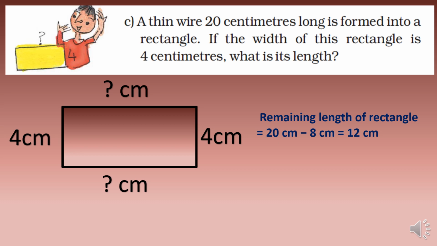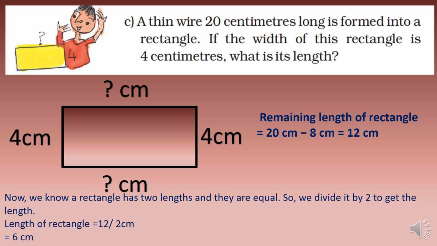And this 12 centimeter we have to divide because these opposite sides will also be equal, so we'll divide it by 2. The rectangle has two lengths and they are equal, so we divide by 2 to get the length. So length of the rectangle is 12 divided by 2 centimeter, that is equals to 6 centimeter each.